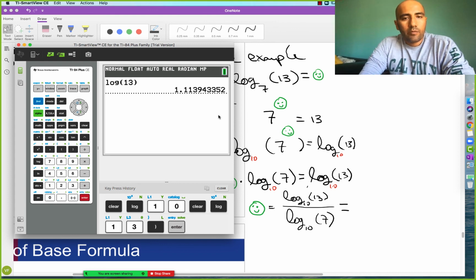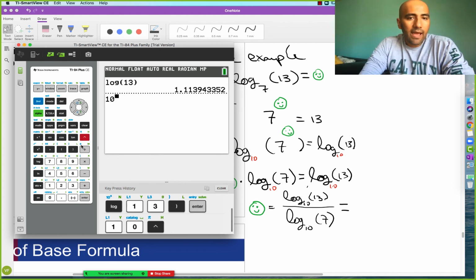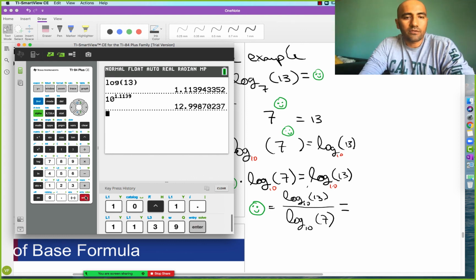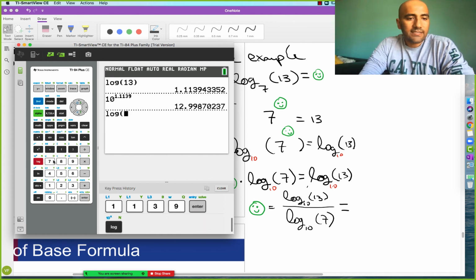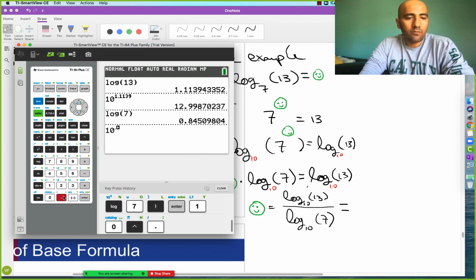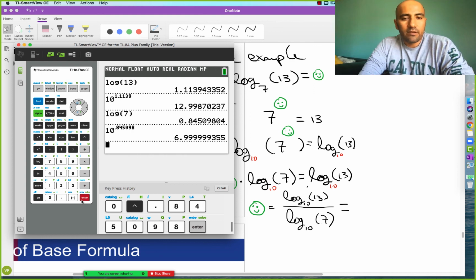Is this. Remember, what is that decimal? This means that 10 raised to this decimal equals 13. We can confirm it. 10 to the power of 1.1139, we'll stop there, is approximately 13. Pretty close, right? And then log of 7 is equal to this decimal. This must mean that 10 raised to the power of this decimal, 0.845098, approximately, would be pretty close to 7. Okay, so we have an answer to both of these two.